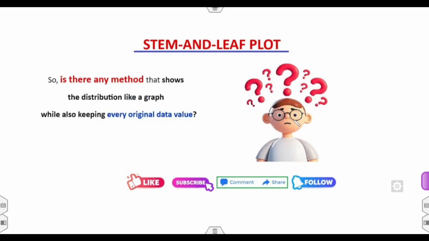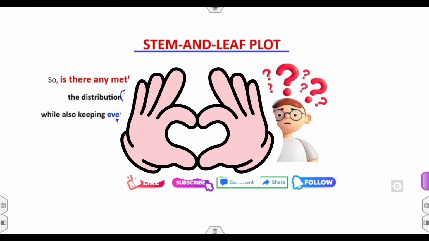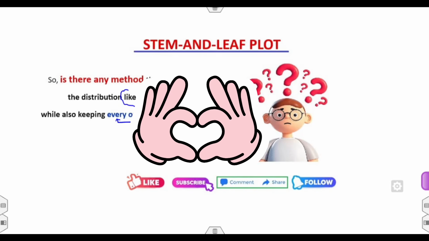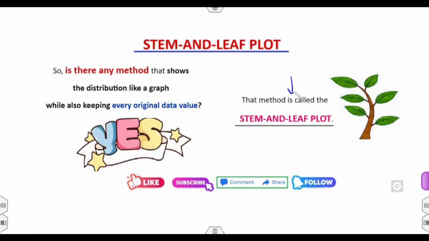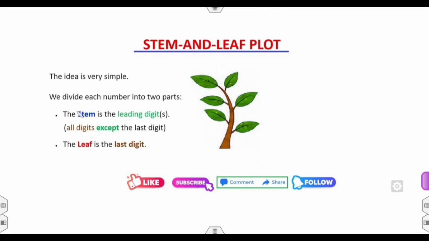Now the question arises: is there any other method that shows the distribution like a graph, but also keeps each original value of the data set? The answer is yes. And the method is called stem and leaf plot. The idea of the stem and leaf plot is very simple. What we can do is divide each of the observations into two parts. The first part is called the stem. As you can see in this picture, this is my stem and these are the leaves.